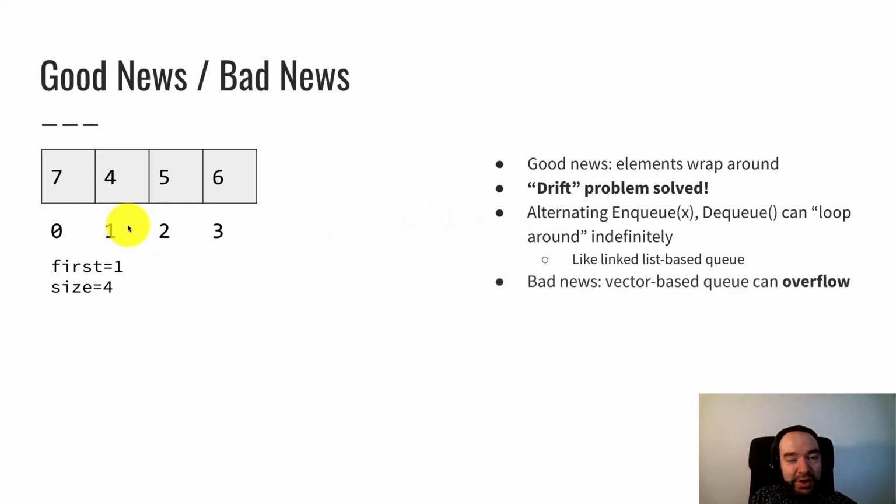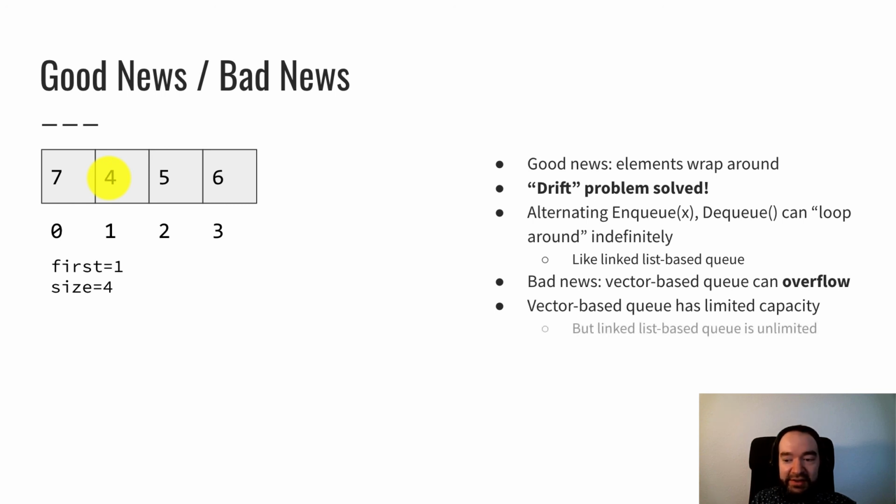But the bad news is we're not quite done. There's still a problem where the vector-based queue can overflow. In this example, the vector has size 4, so the queue has capacity 4. We can never store more than 4 elements in this queue. And our vector-based queue has a limited capacity, therefore. But the linked list-based queue doesn't have that. You can make a linked list-based queue as long as you want.